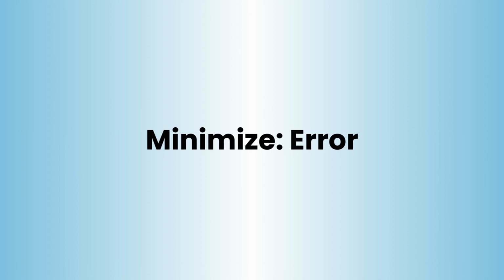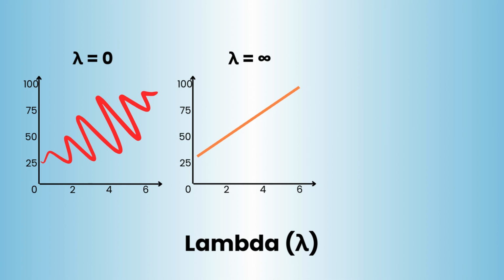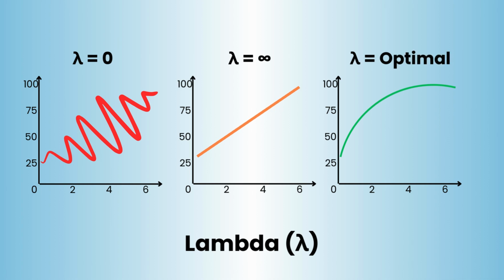It would do anything to drive that error to zero, including inflating its weights to massive numbers to create those wild loops. To fix this, we change the rules. We give the model a new goal. We say, I want you to minimize the error, but you will pay a penalty for the size of your weights. We control this penalty with a parameter usually called lambda. If lambda is 0, that means there is no penalty and no regularization is applied. If lambda is too high, the penalty is severe and forces the model to be simple. And the magic happens somewhere in between.